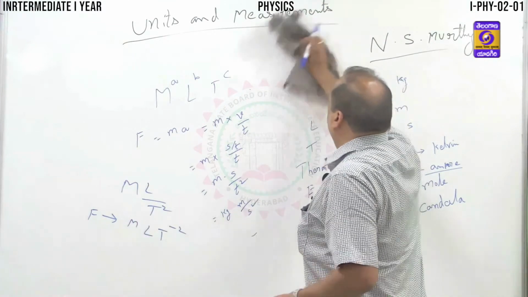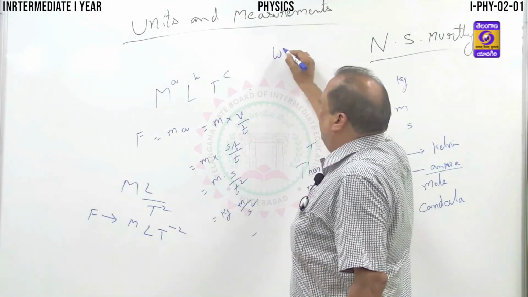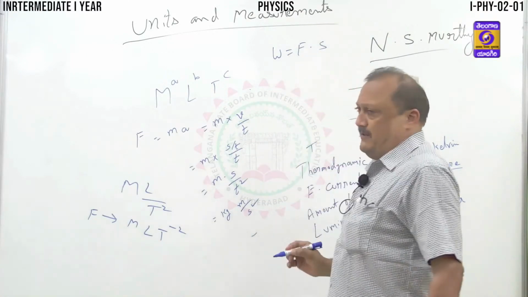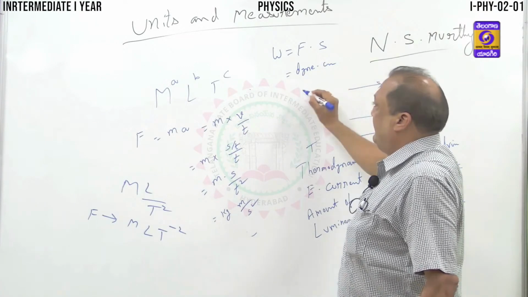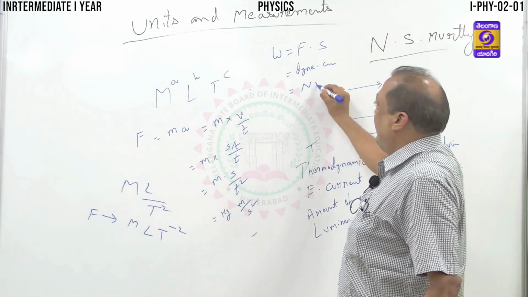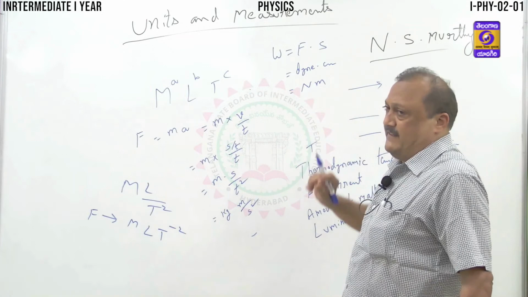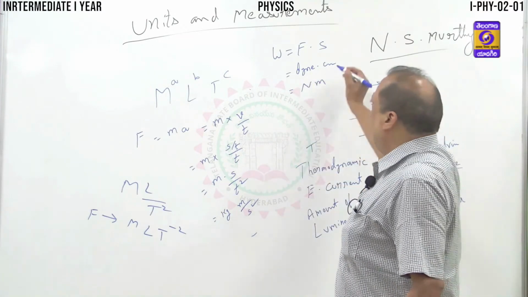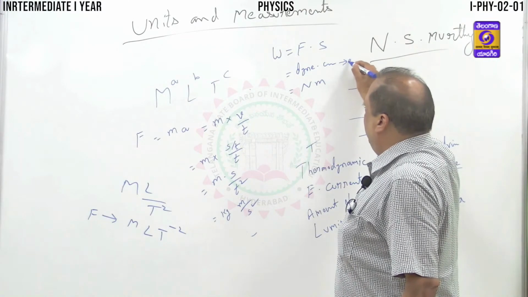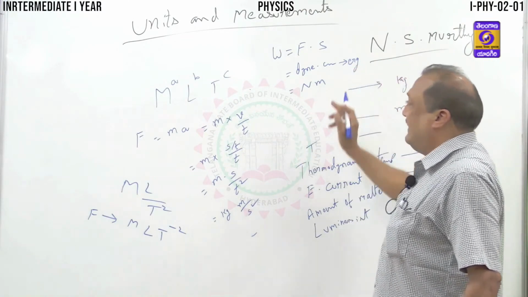After that, we know work is the product of force and displacement. This we can write as dyne centimeter, the CGS unit. Newton meter is the SI unit. For the CGS unit of work, we give another name: erg.